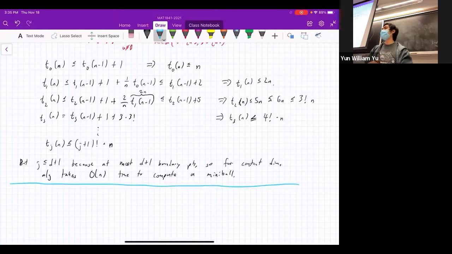Any questions about all that? So basically what we're saying is that you can actually compute the Cech complex, and all you have to do is check if each of these simplices is present.